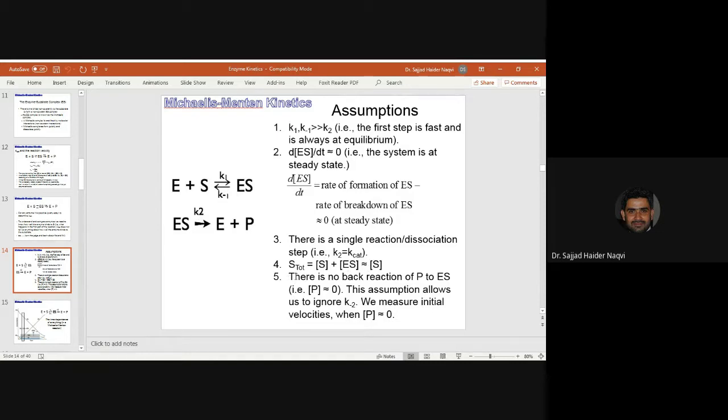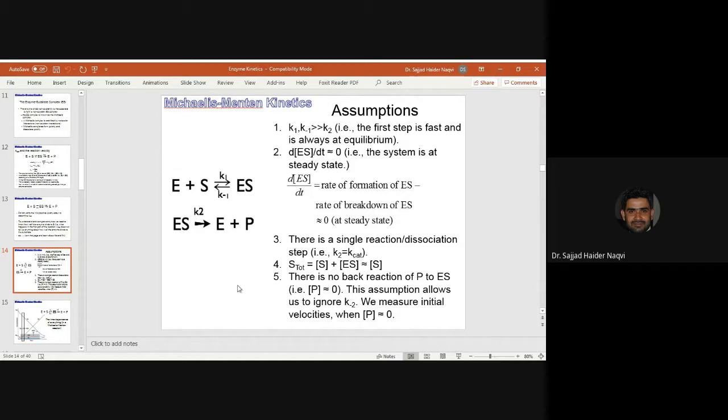The fourth assumption is that the total substrate concentration is actually the sum of substrate plus enzyme substrate, and that is roughly equivalent to substrate concentration. Why? Because if we have, let's say, one enzyme and we have 10 substrate molecules, and the enzyme has 10 active sites, all of the sites have been occupied. So one can say that the total substrate is roughly the sum of the substrate plus the enzyme substrate complex, keeping in mind that that is in equilibrium. If it's going in the forward direction, it's going in the back direction as well. So overall concentration would remain the same.